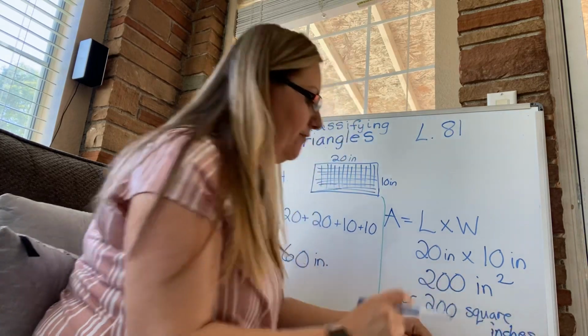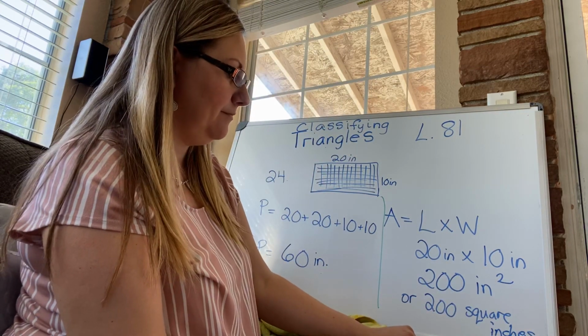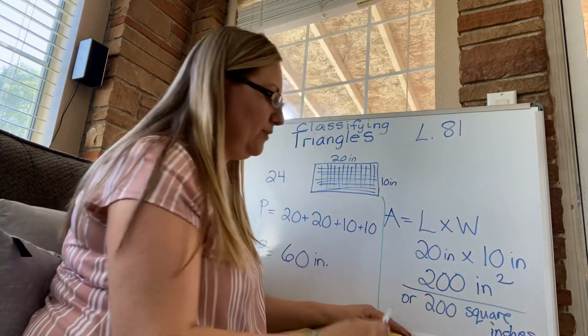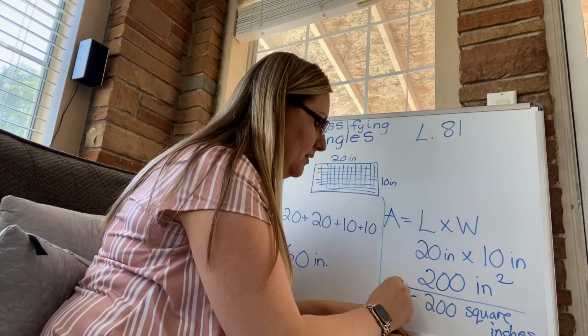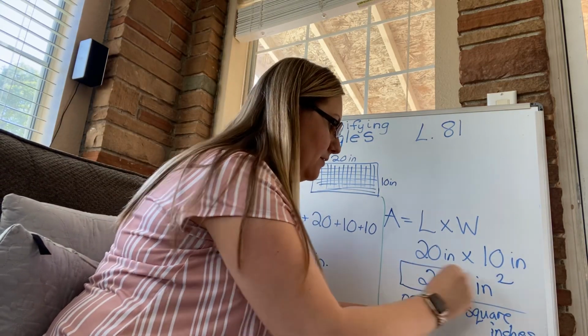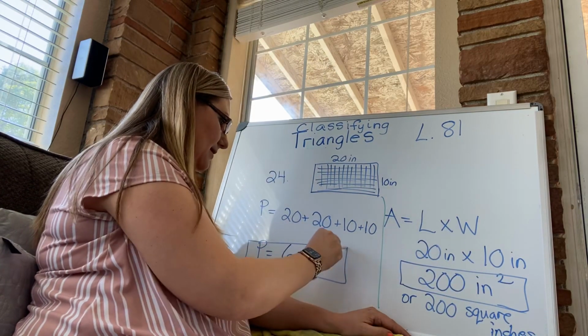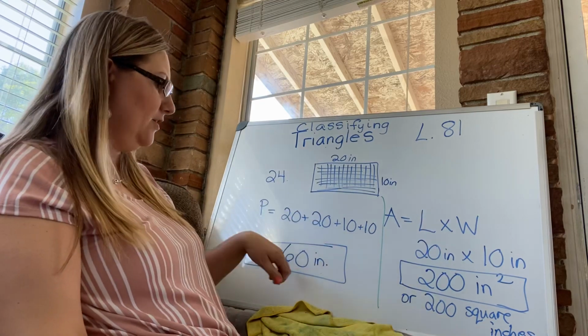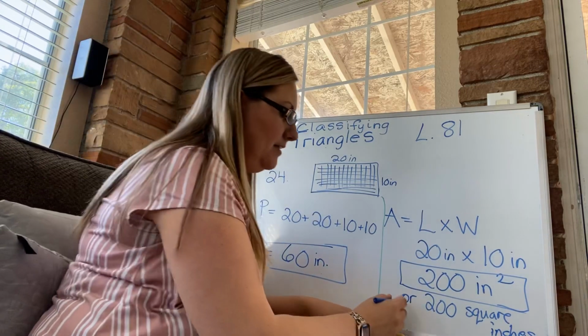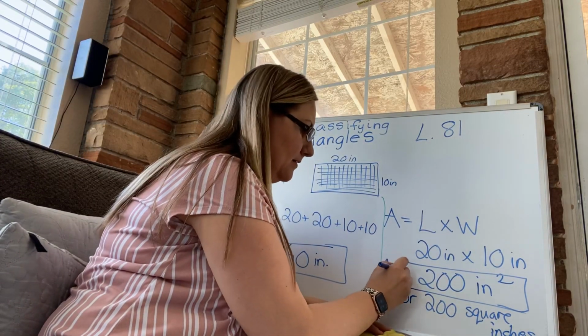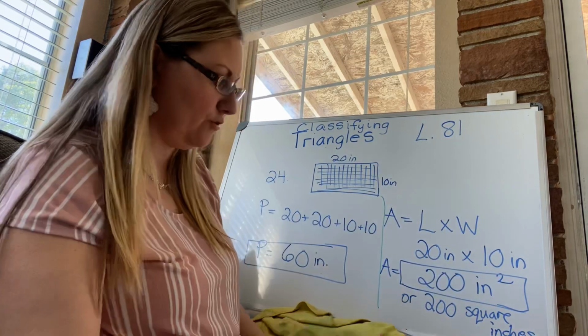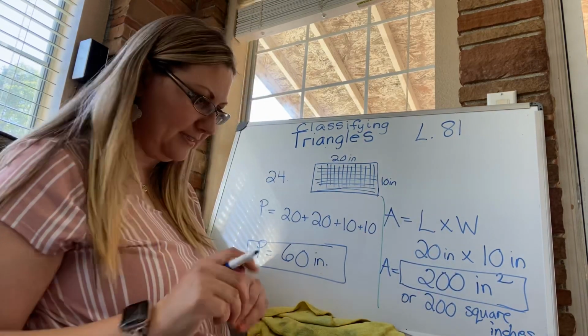There's a second way to write it. So there's several ways. There's like at least 3 ways to write that. So could you please have at least one of those and this? So the perimeter is 60 inches. The area is 200 inches squared, or 200 square inches.